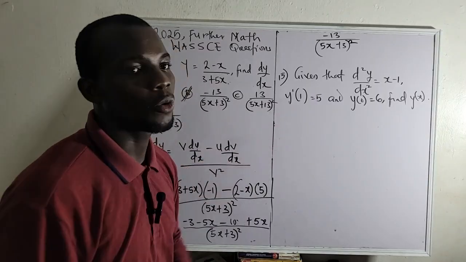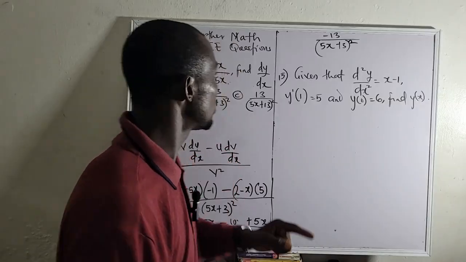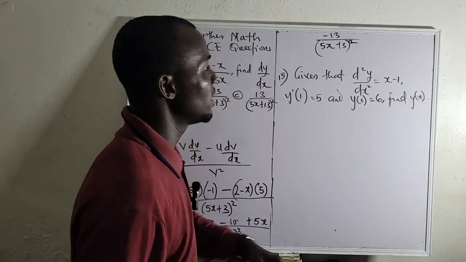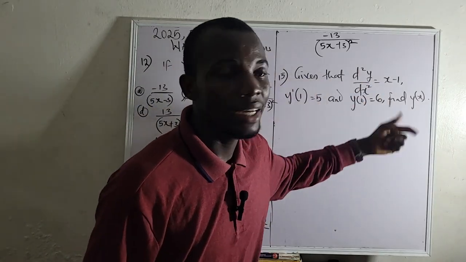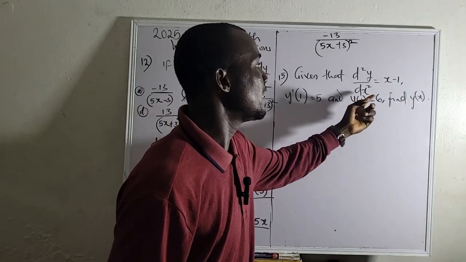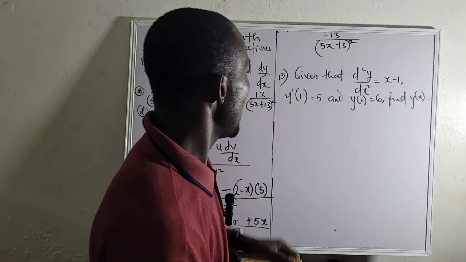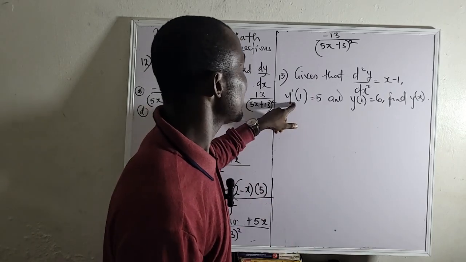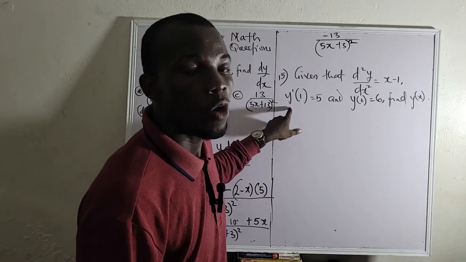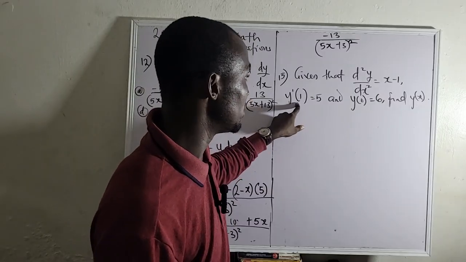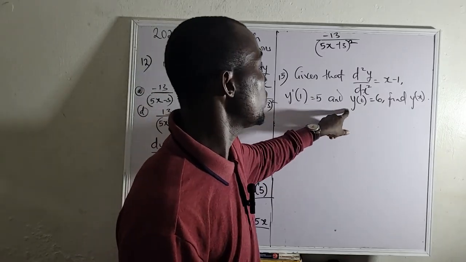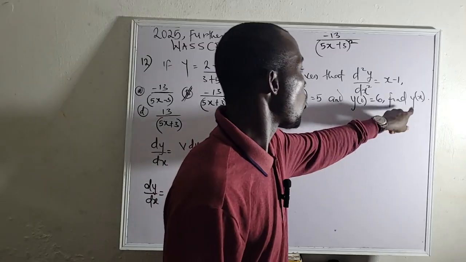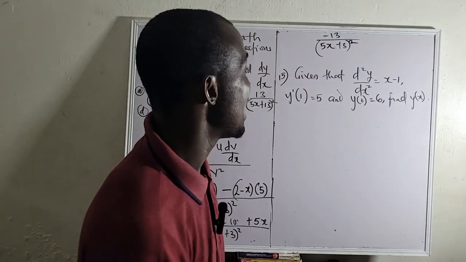All right. So this is another question. That's number 15 of 2025 further maths WAEC. Now here we are given that the second derivative of y with respect to x is equal to x minus 1. And y prime denotes the first derivative. The first derivative of y when x is 1 equals 5. And the function y when x is 0 will be 6. Find y of x. That is what we are asked to find.